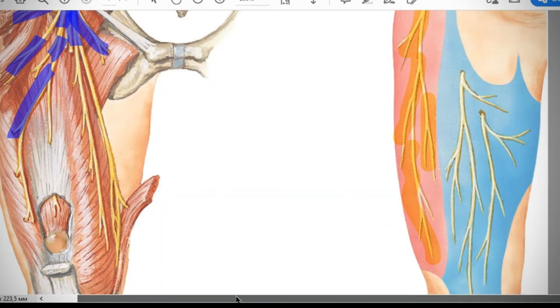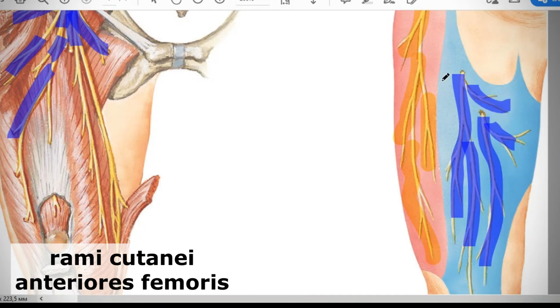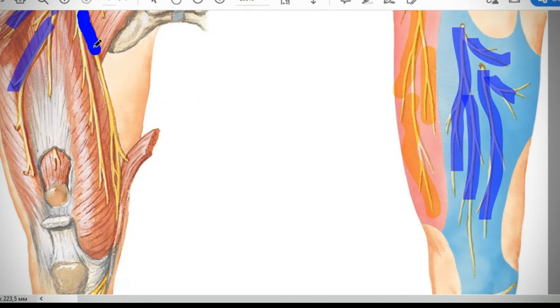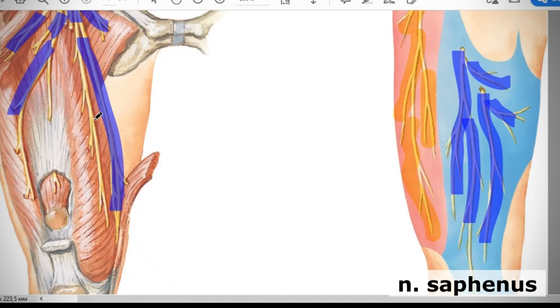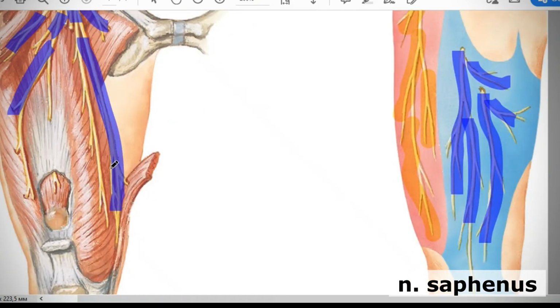As you can see, on the anterior side, it gives anterior cutaneous femoral branches. It's called rami cutanei femoris anteriores, that innervate the skin of your anterior thigh region. But it also gives one more very long sensory branch that is called nervus saphenus. Nervus saphenus will accompany three different vessels. First of all, it goes down with arteria and vena femoralis. You remember they go in this triangle and enter the canalis adductorius.